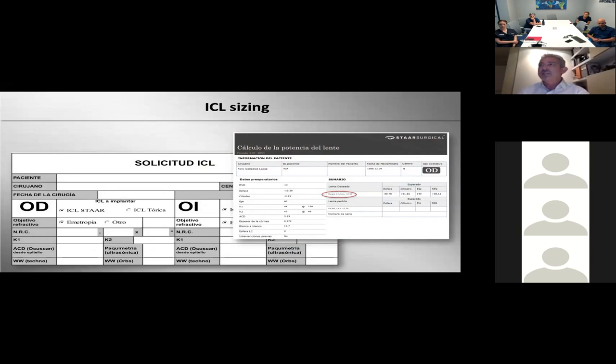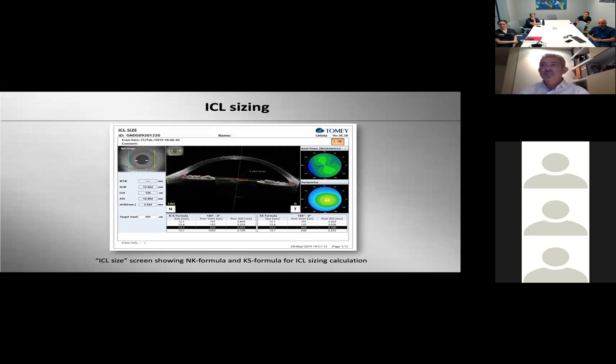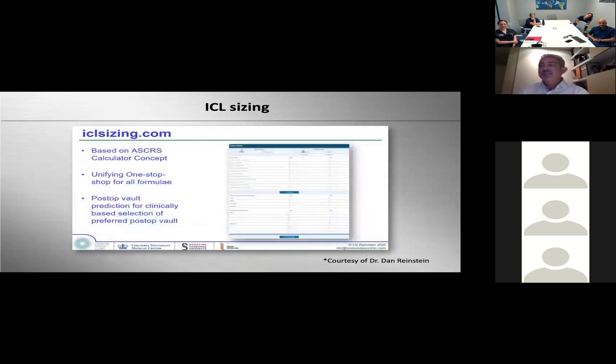Following the STAAR recommendation in the online calculator, we will be suggested a size and a power of lens that we can choose. Some surgeons follow their own criteria. Personally, I'm working on developing software for the postoperative assessment and calculation of the ICL with the CASIA 2 anterior segment OCT. And this is the calculation screen based on the formulas of Nakamura and Shimizu, currently available only for the Asiatic market. It is interesting, this online calculator developed by Dan Reinstein, freely available, where it's possible to provide the available measurements and the calculator will suggest the size to be implanted.